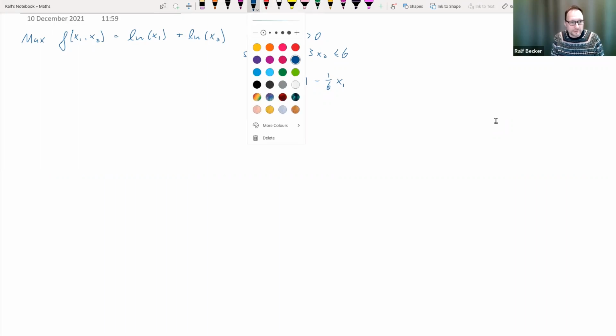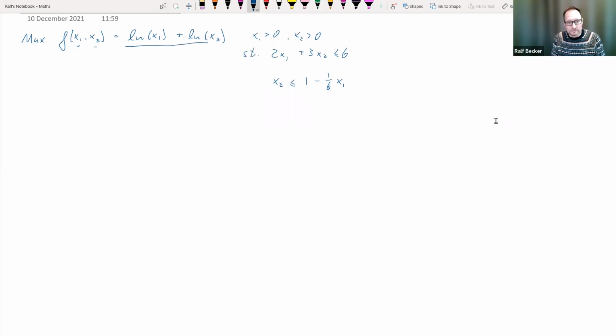Here we have a function. We have 2 arguments, x1 and x2, and here's our function, log x1 plus log x2. As we're having logs here, we already know that we are working on a quite restrictive domain. Okay, x1 and x2 have to be larger than 0, otherwise these log terms are not defined.